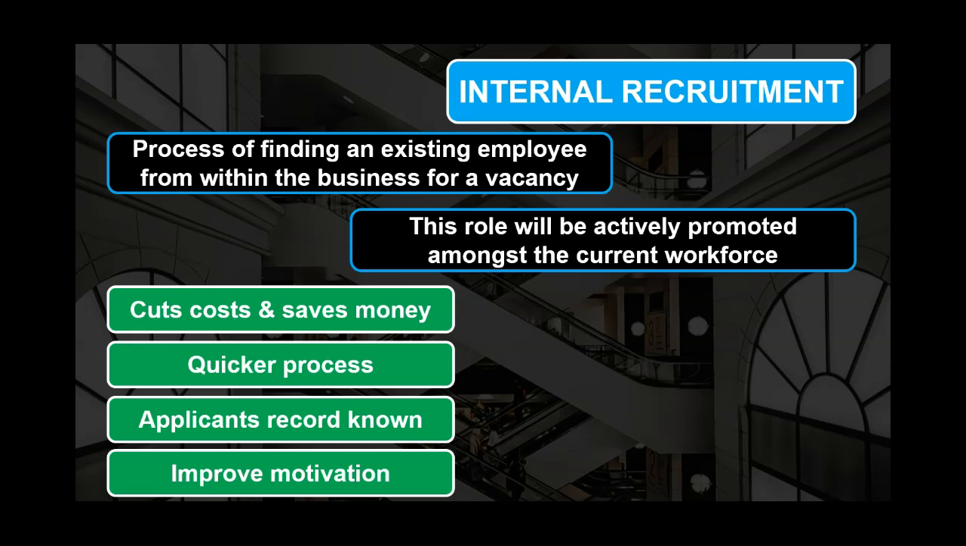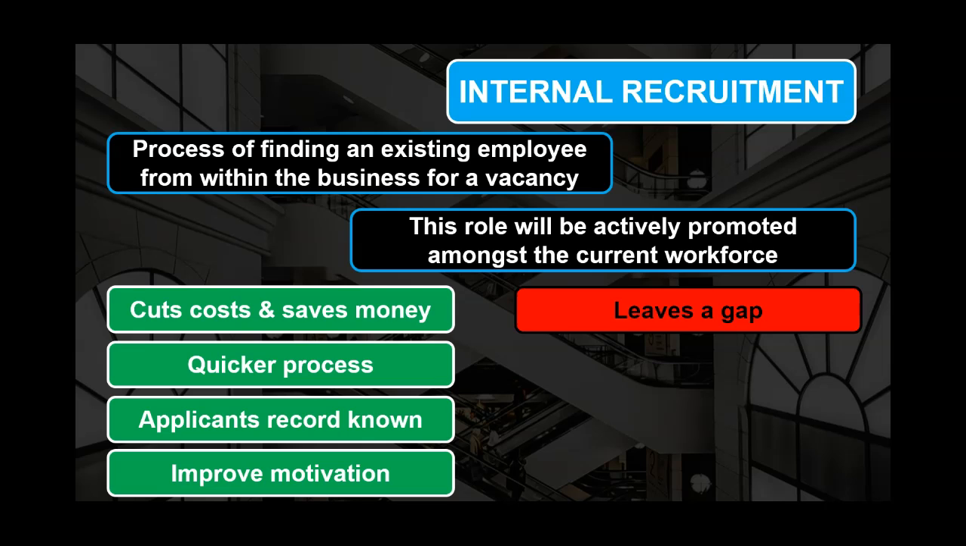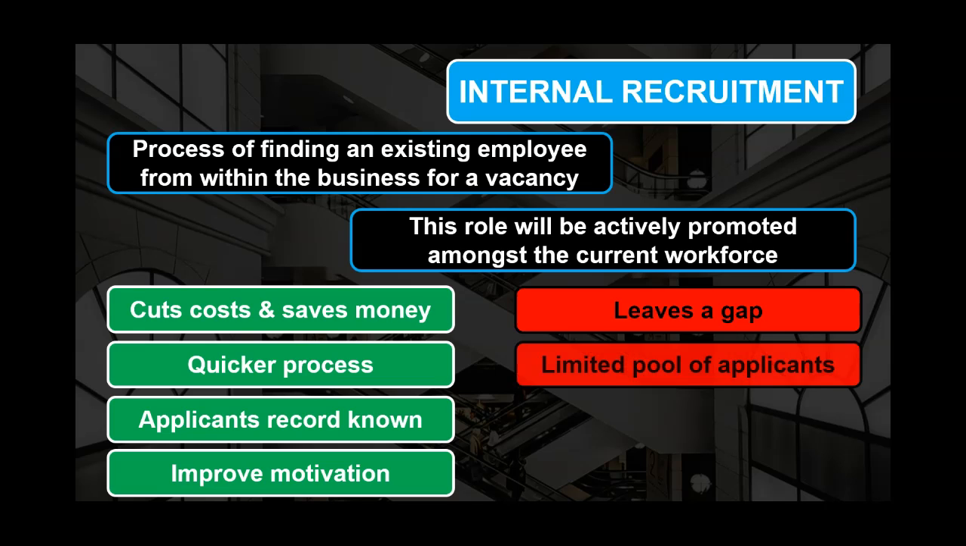Like most things, not everything is positive when recruiting internally. There are disadvantages. The first and most obvious disadvantage is that filling a vacancy internally means that whoever gets the job role leaves a gap. This role now needs to be filled, meaning that the recruitment process needs to start again for this role. Another is that there's a limited pool of applicants, as you are only looking at people with potential who already work for the company, whereas if you're recruiting externally, you have a large number of potential applicants.